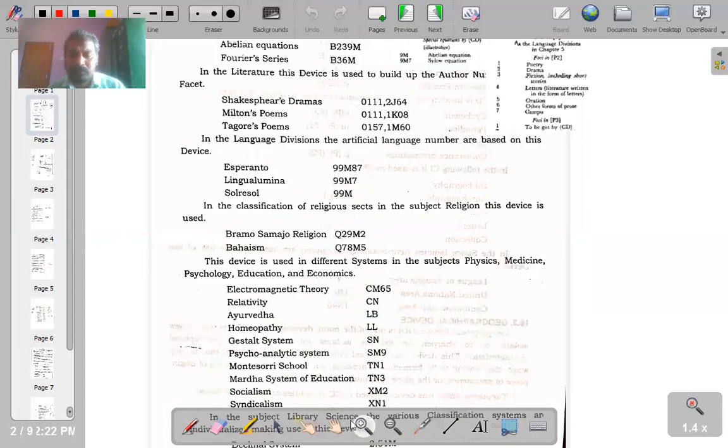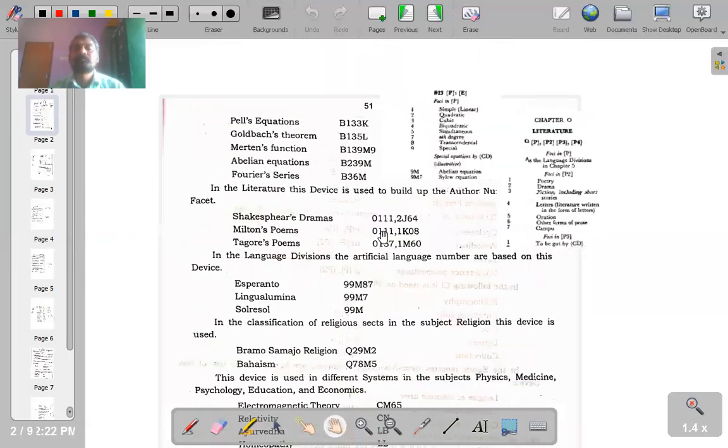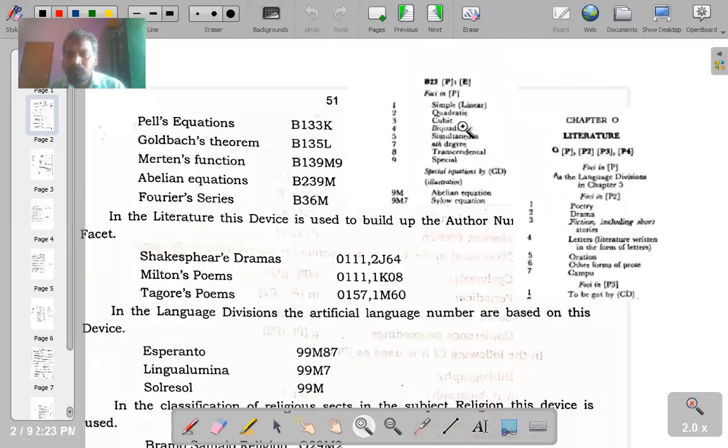One minute, I'll just take this a bit down. Yes, see, for example, in the main class B, mathematics, there are many kinds of mathematical formulas, equations and series. I think it's visible. Shall I make it a bit bigger for you? Yes, I think that makes sense.